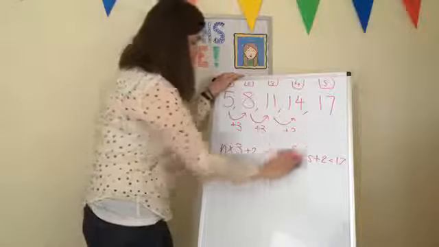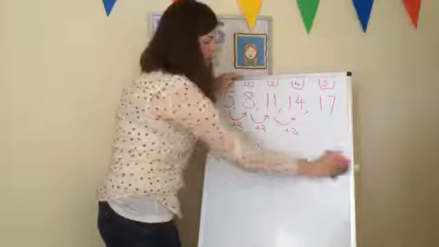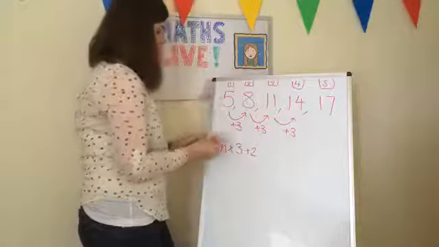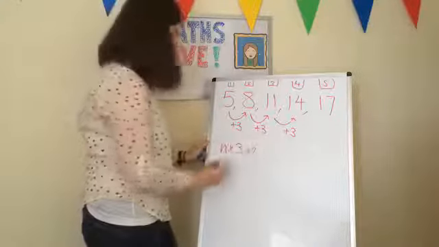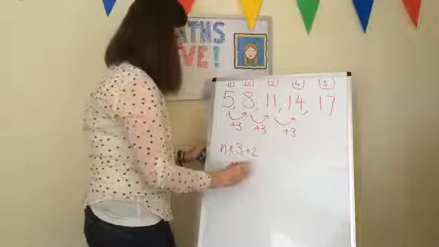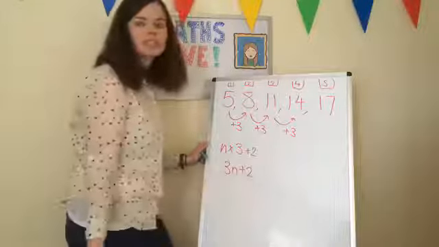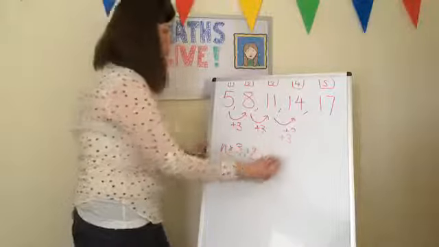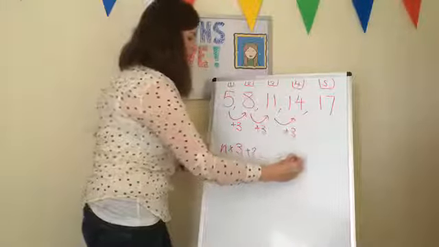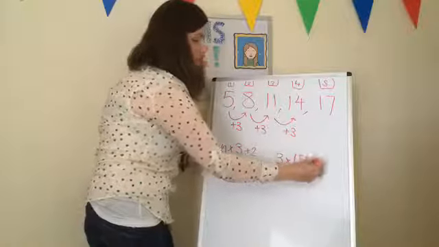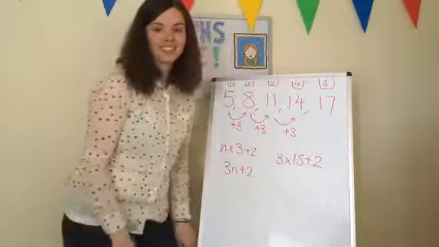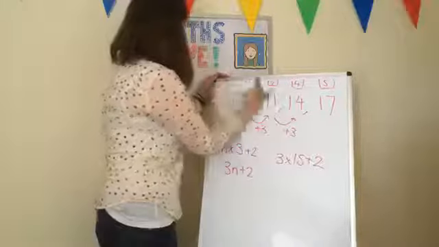So the rule for this sequence is n times 3 plus 2, or 3n plus 2. So if you were asked to find the 15th term in this sequence, you would just do 3 times 15 plus 2, and you'll get your answer. Okay? Right.